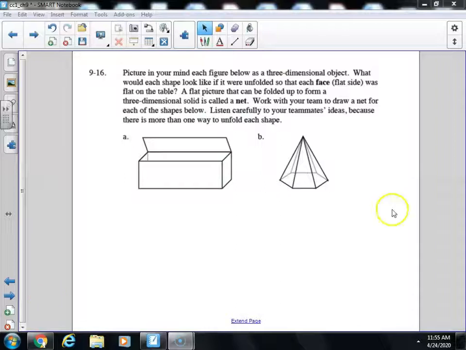Now letter B may be a little bit tricky for you. It's a type of pyramid, named by its base. If you look at the base, you have 1, 2, 3, 4, 5, 6 sides, a hexagon. This is called a hexagonal pyramid. It's called a pyramid because it comes to a point.